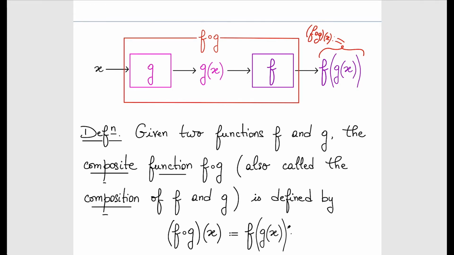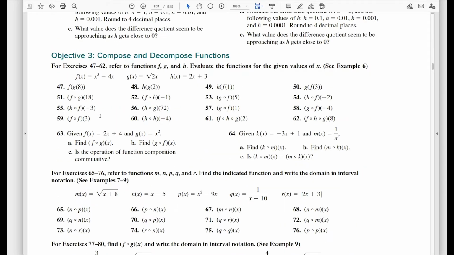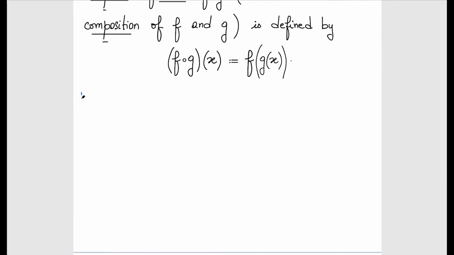Okay? Alright, let's go to the book and consider a few problems. That's on page 226. And let's do, how about 52? So we have a function f, which is given as x cubed minus 4x, and we are given a function h, which is 2x plus 3. The question is, evaluate the function for the given value of x. In this case, minus 1. Okay, so let's copy that. So this is 52. So page 226, number 52.